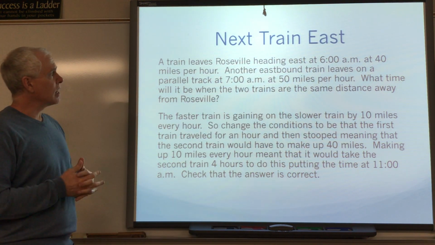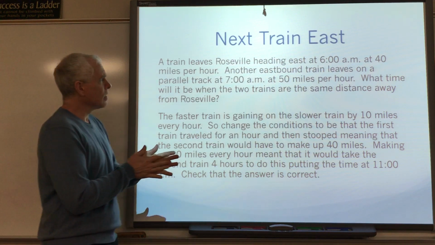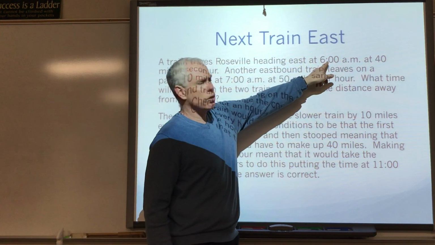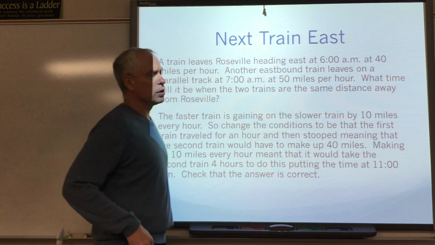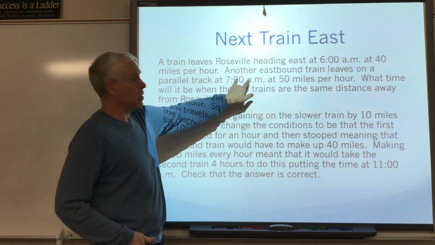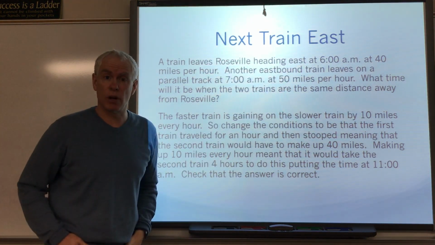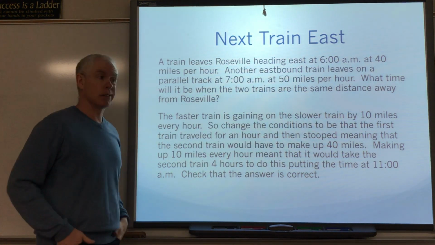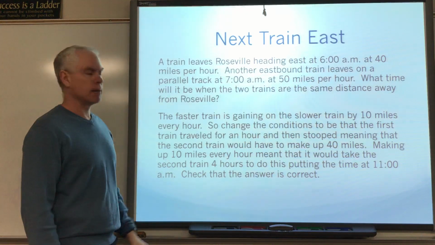Now if I want to check the answers, okay, 11 o'clock, that's a 5-hour trip for this one, times 40 miles an hour is 200 miles. This one, 11 o'clock's a 4-hour trip at 50 miles per hour is also 200 miles. They've traveled the same distance. So that looks like what we've got.